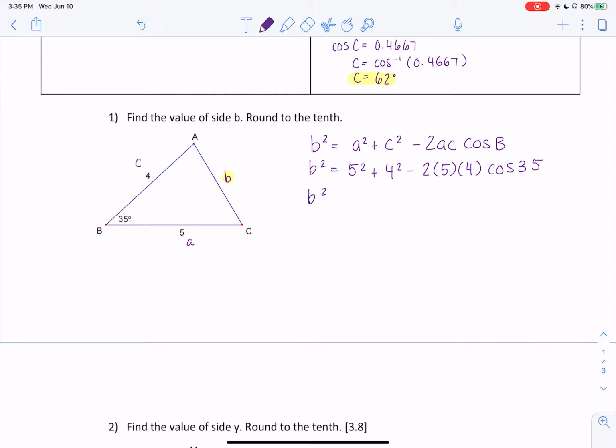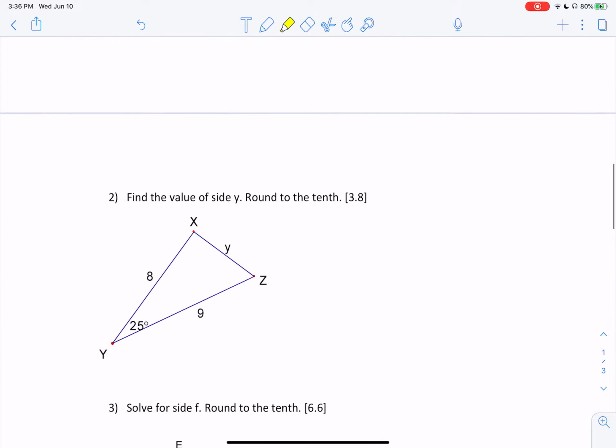And you'll get that b squared is equal to 8.2. And then just to get b, not b squared, we have to square root both sides. And we will get b equals 2.9. And that is our final answer. So let's do another one where, again, we have to change up the letters because I think that's the toughest part about this whole thing.